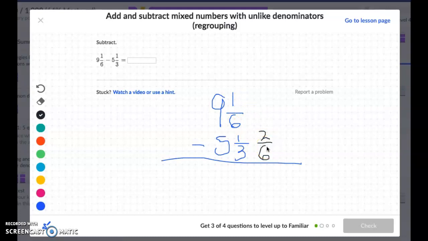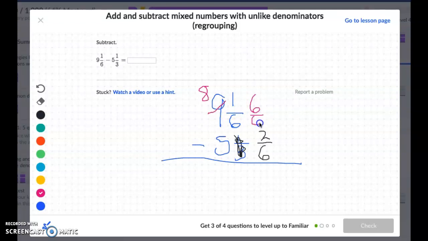Now this is where a lot of kiddos say, oh, well, I can't do that. And so then they end up just doing 2 take away 1. Remember with subtraction, the order does matter. You cannot just simply do 2 take away 1 and put 1/6 down here. So what we have to look at now is if I only have 1/6, I can't give away 2/6. So what I'm going to do here is I'm going to take away 1 whole from here and make that 9 into an 8.